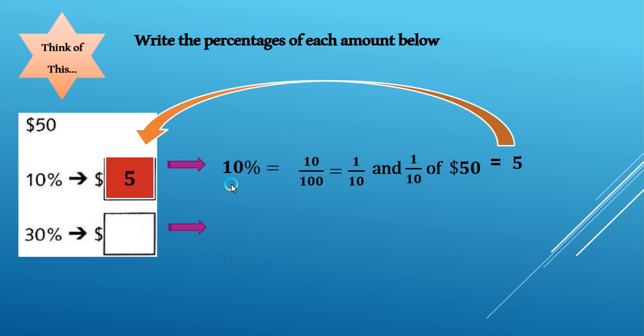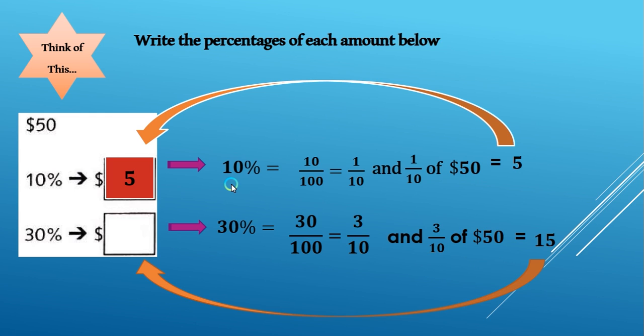Second one, 30% will be 30 over 100. After simplifying it will be 3 over 10. And 3 over 10 of $50 will be 15. And in the end, I will get this answer.